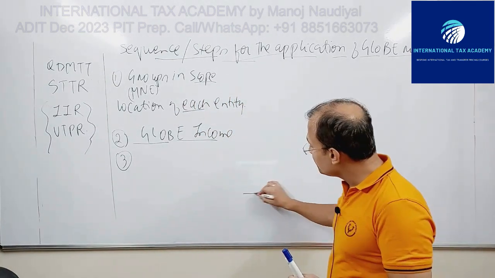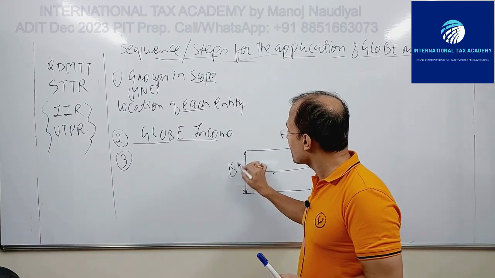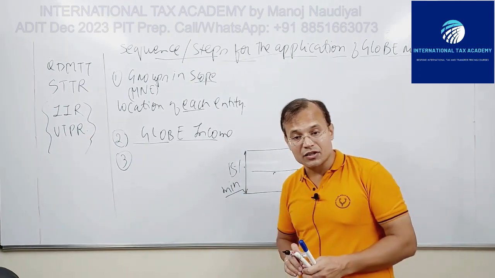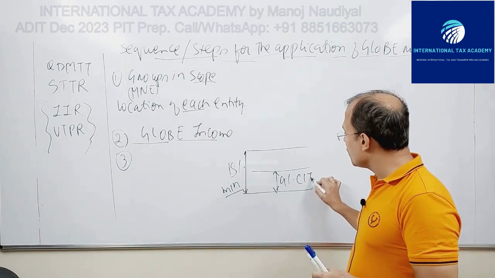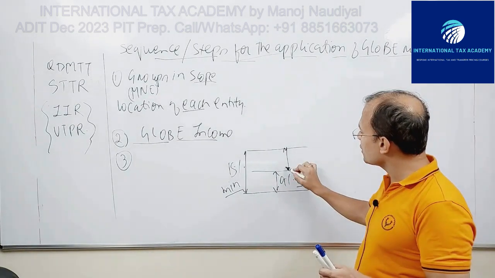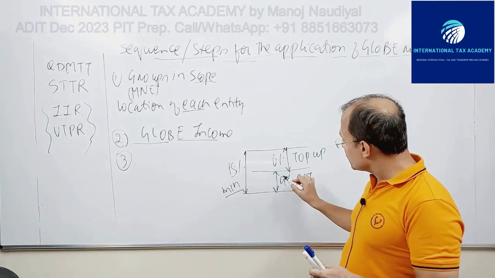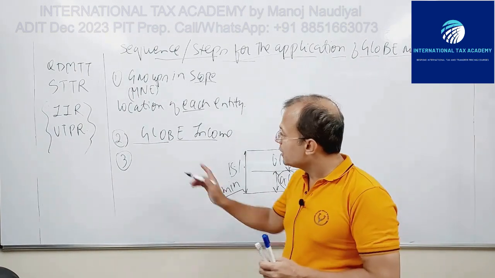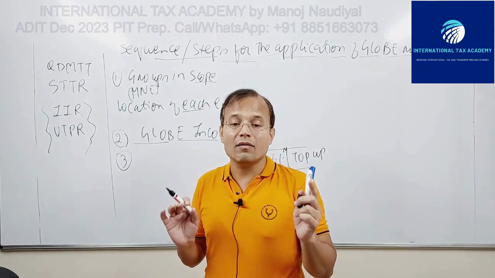Number 3. Now remember that diagram. The diagram was this: 15% is the minimum rate, the GLoBE proposed minimum taxation rate. But then 9% is the CIT that has already been paid. So this 6% was the top-up tax. This tax that has already been paid would be calculated as a part of your third step, taxes paid, and those taxes are known as covered taxes.